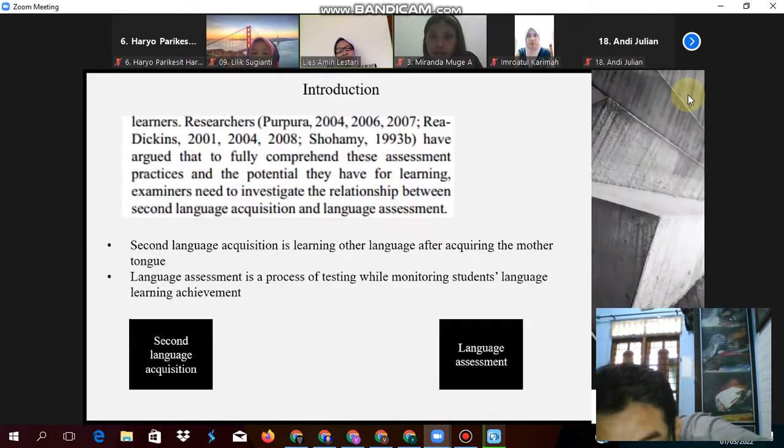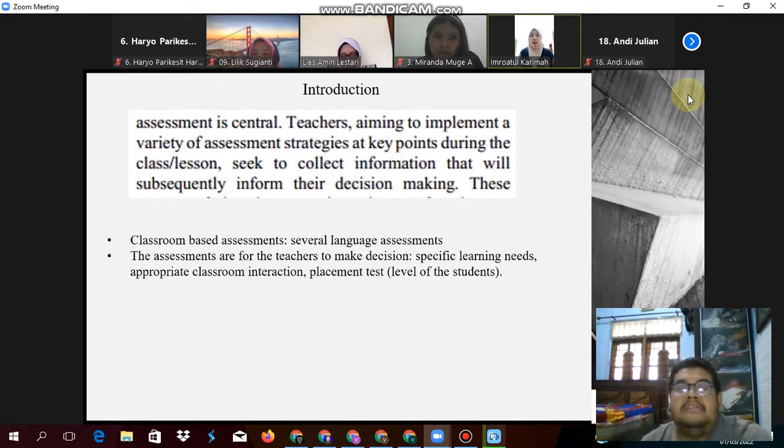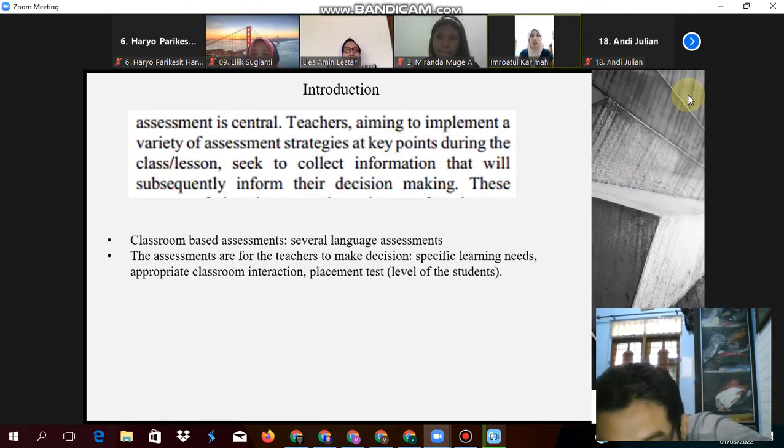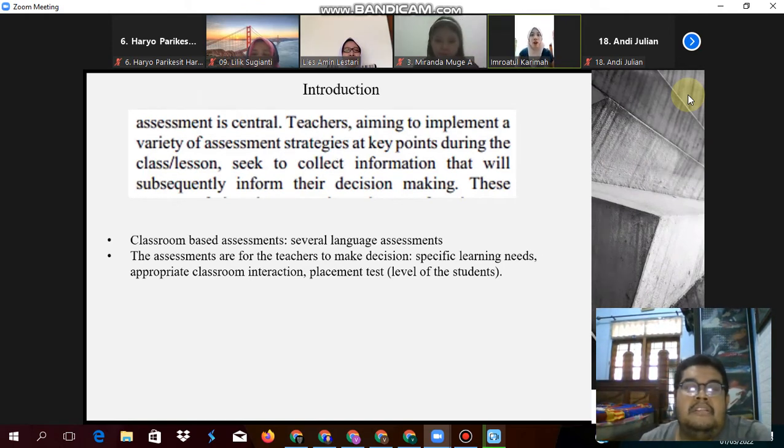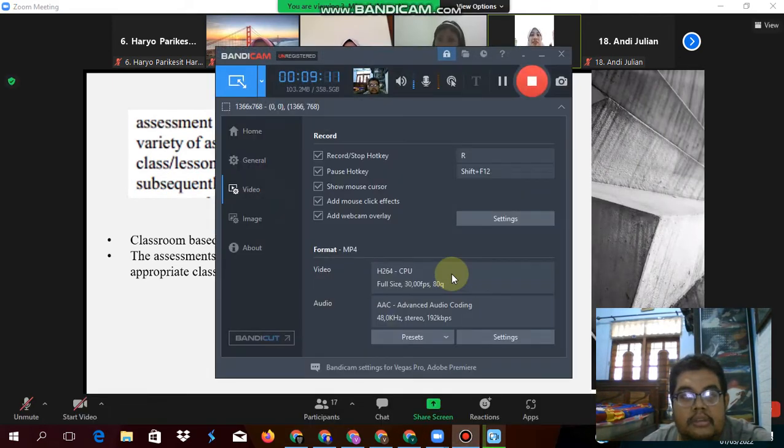Yes, Imratul, you can continue now. Okay. So, the next sentence, the researcher stated that teachers aiming to implement a variety of assessment strategies at key points during the class or lesson seek to collect information that will subsequently inform their decision making.